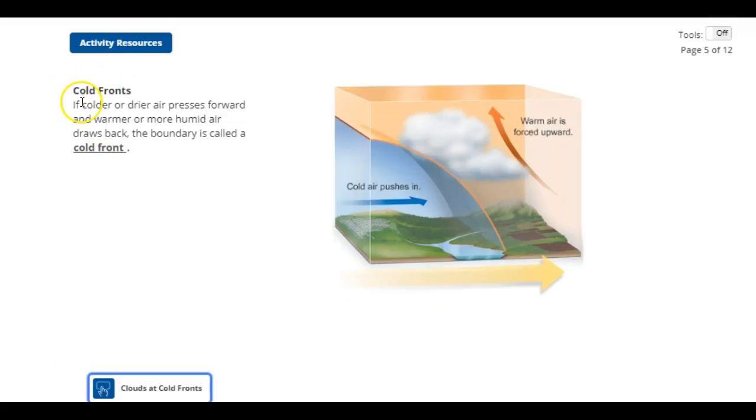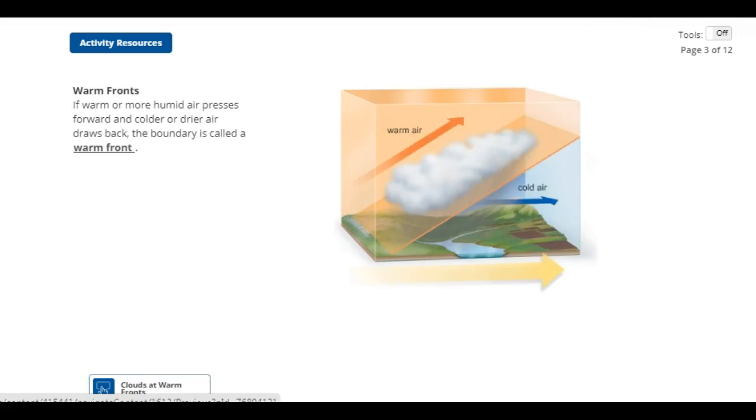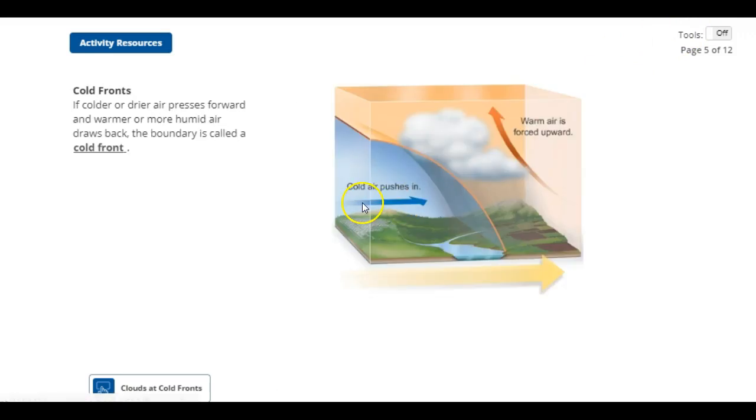Now let's see what happens when a cold front pushes in. If cold or drier air presses forward, the warmer or more humid air is going to draw back. What's going to happen when this cold front moves in is this cold air, remember it's more dense, is going to dive in underneath this warm air and push it up, but it is going to push it up abruptly. So kind of opposite of our warm front, where that warm air is gently rising up. In a cold front, when that cold air pushes in underneath, it's going to push that warm air up abruptly.